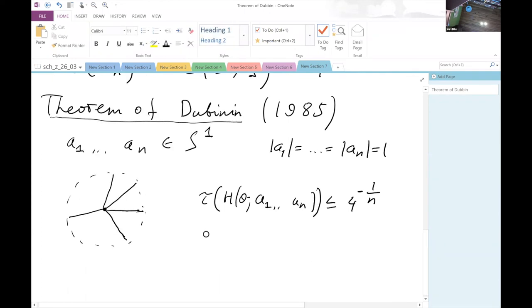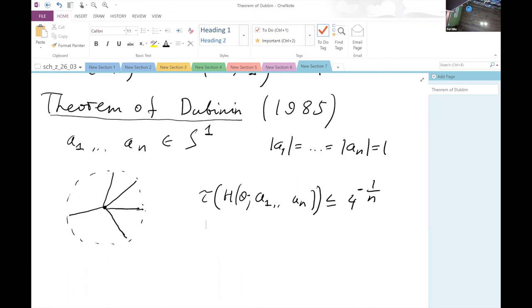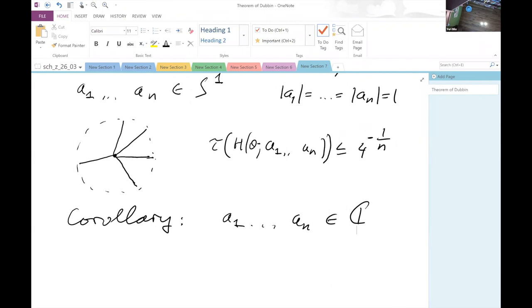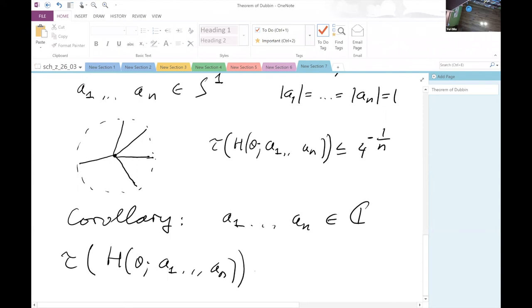And an immediate consequence: if we no longer assume these points lie on the circle, just arbitrary complex numbers, then the transfinite diameter of this general hedgehog is bounded by this factor, which is crucial, 4 to the minus 1 over n, and then simply the maximum of the absolute values. And this is where the house of an algebraic number comes from, this maximum.